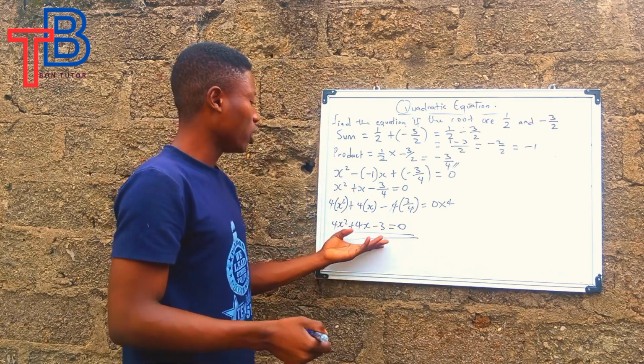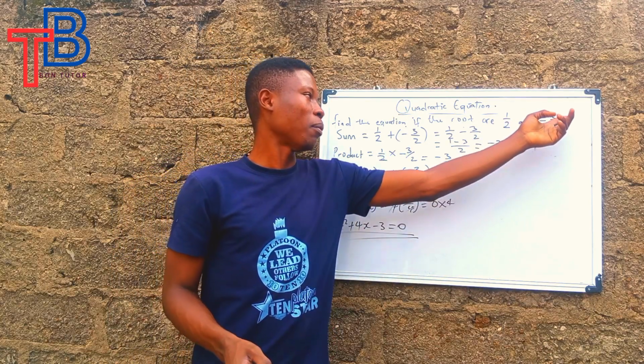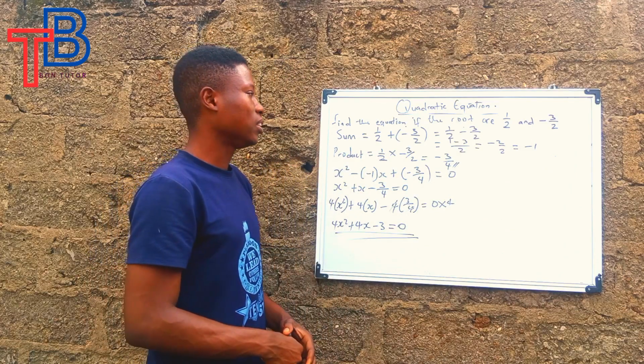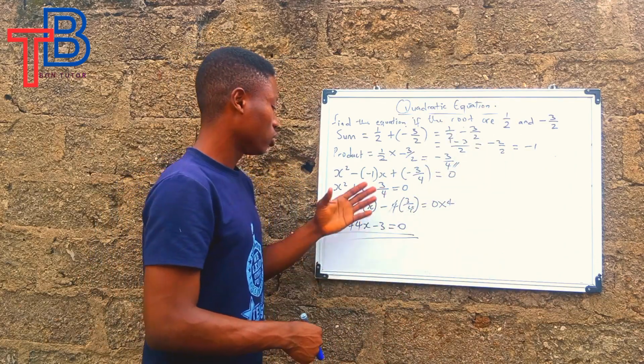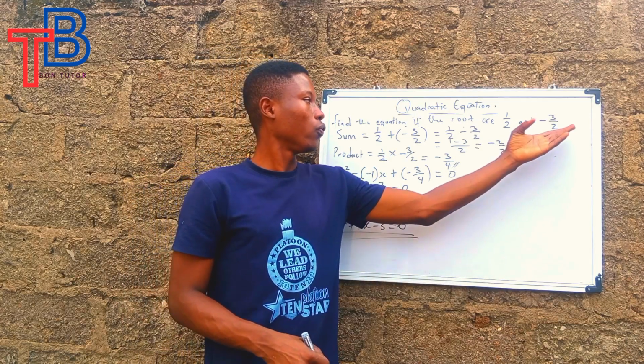And if you're given an equation like this to solve, your answer should be 1 over 2 and minus 3 over 2. That is, these are the roots of this equation, and this is the equation you can get from these roots.